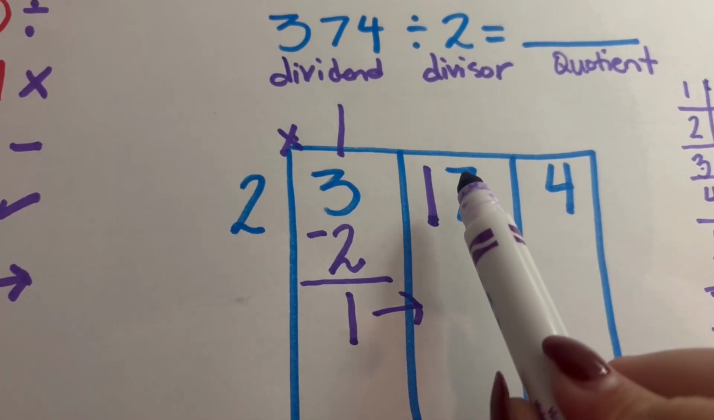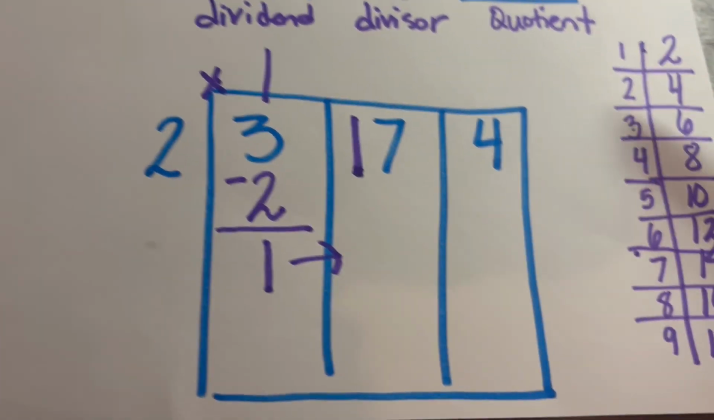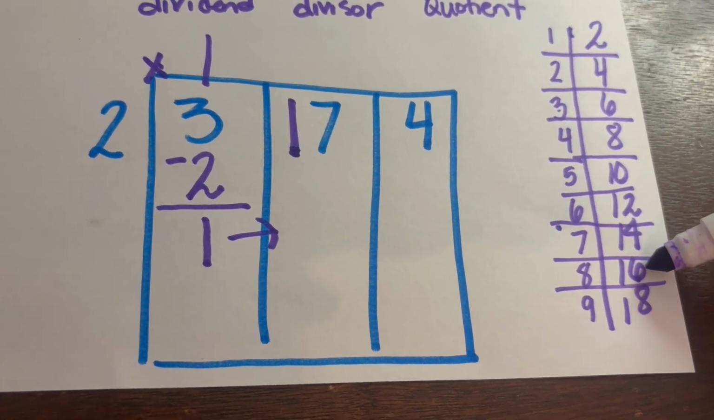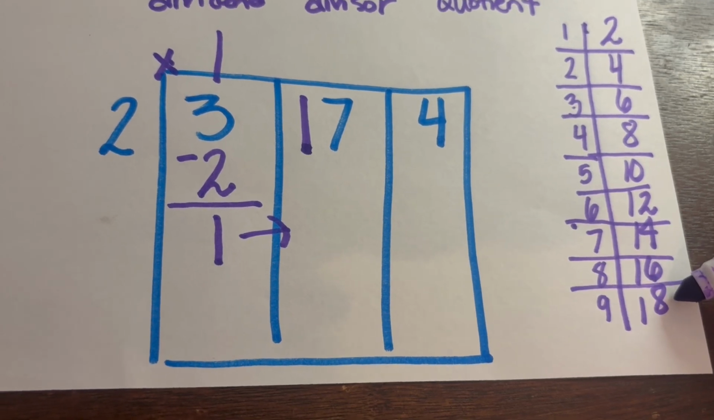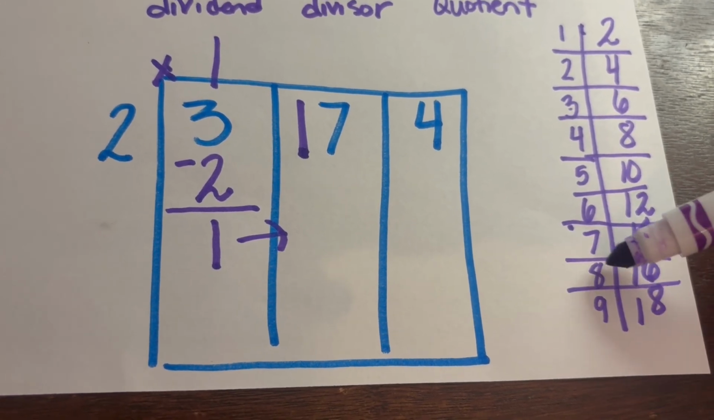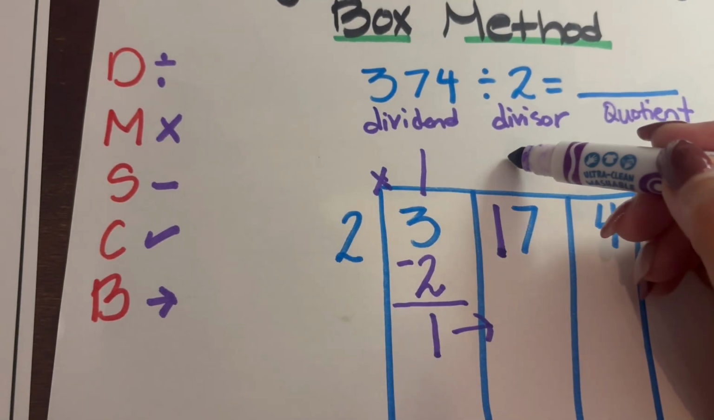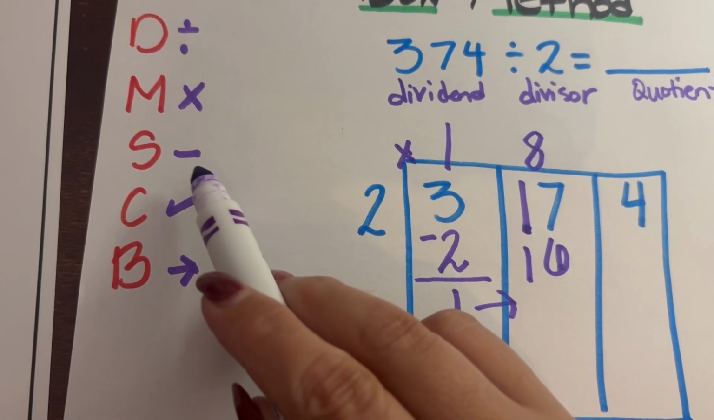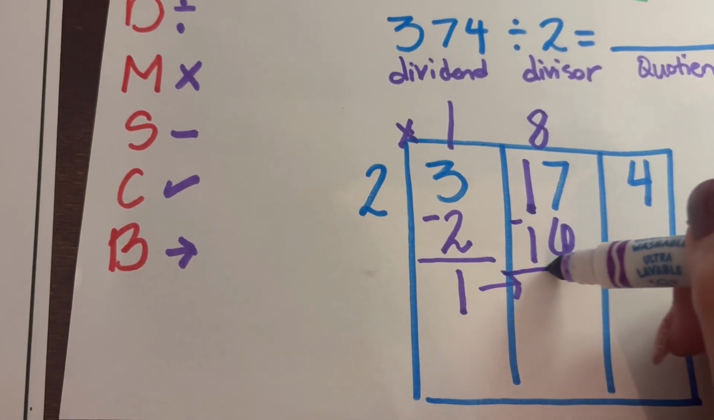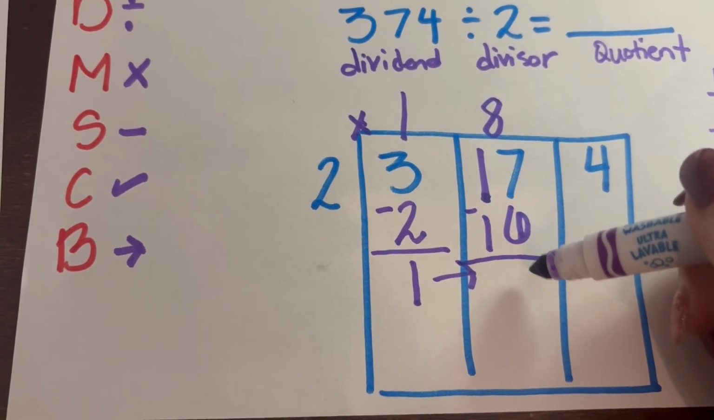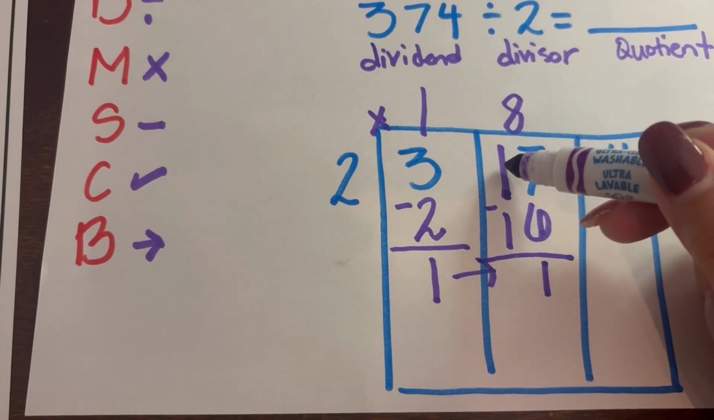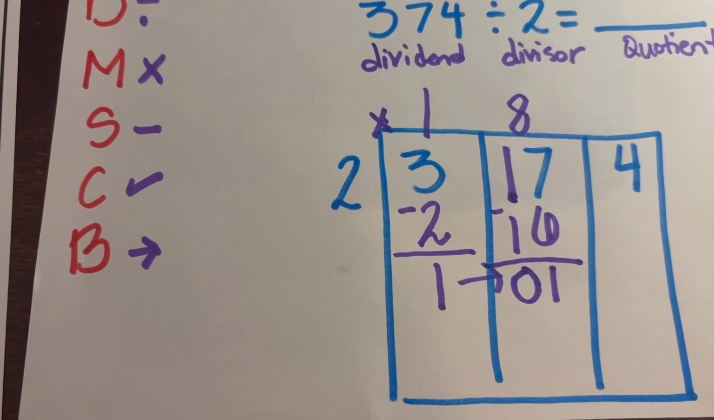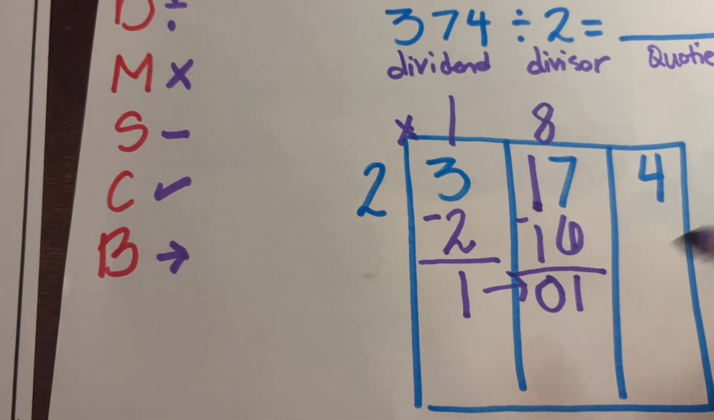So then we divide again. We look on our chart to see if we can see 17. 17 is not there. We have to use 16 because 18 would pass it up as too big. So we have to use the 8. 2 times 8 would be 16. Next, subtract. 7 minus 6 is 1. 1 minus 1 is 0. Okay, the next step, bring over.